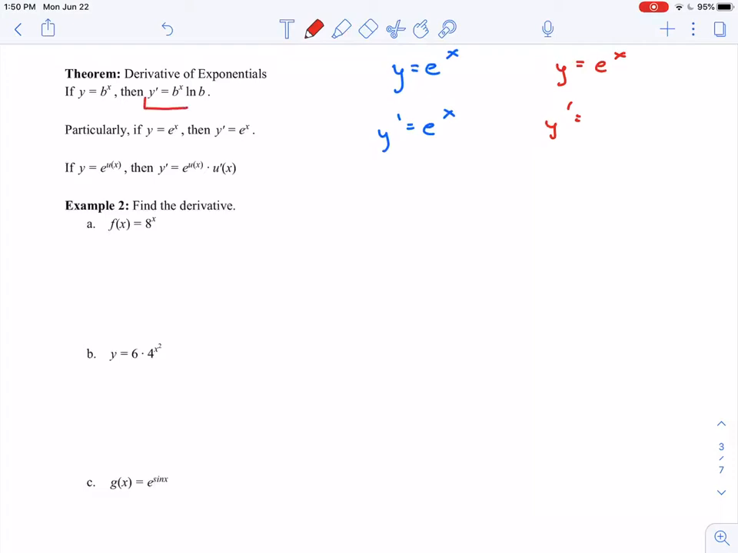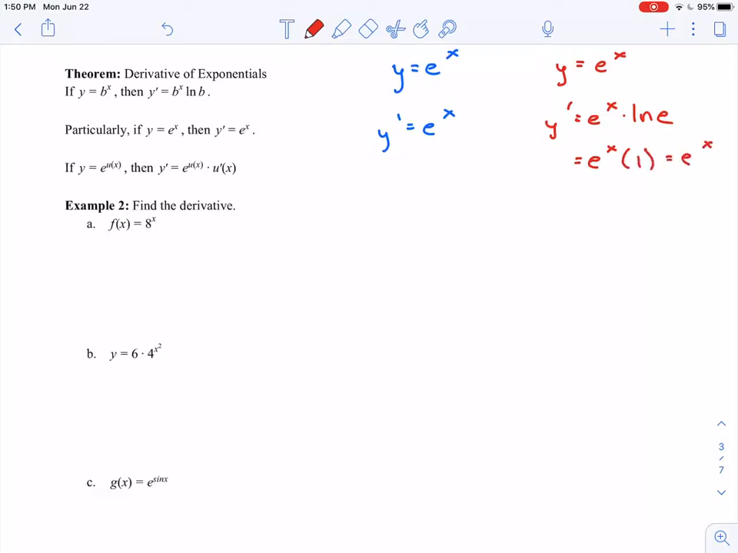It says the derivative should look like, first of all, y prime equals b to the x. Remember, b in this case is e. So e to the x times, what else do I have? Well, I've got natural log of b. So natural log of e, because e was the base of my exponential function. And now I can look at this piece right there and say, well, natural log of e, that's just 1. This is really e to the x times 1, or just e to the x.